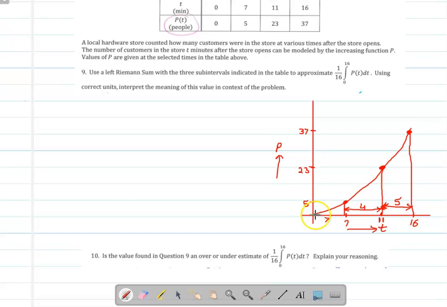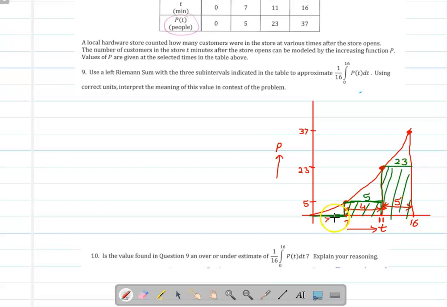So let us look at the first interval. The first sub-interval has left hand point as 0. At 0, the y value is 0. That means the height of this rectangle is 0. For the next sub-interval, the left hand point is 7. At 7, the y value is 5. That means the height of this rectangle is 5. For the next sub-interval, the y value at the left hand point is 23. That means the height of this rectangle is 23, so these are the 3 rectangles.